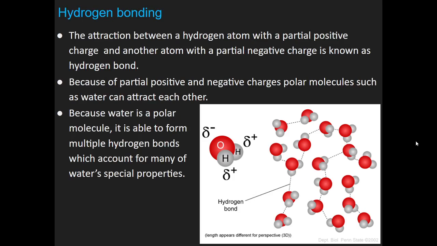The attraction between a hydrogen atom with a partial positive charge and another atom with a partial negative charge is called a hydrogen bond. Because water is a polar molecule, it is able to form multiple hydrogen bonds, which account for many of water's special properties. Keep this in mind as we go through here. These bonds are what's important.